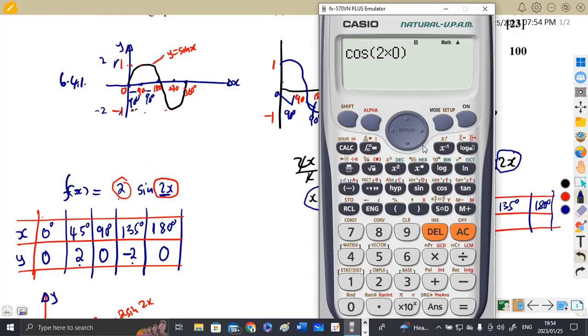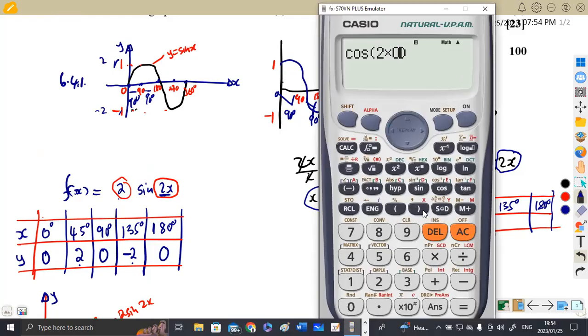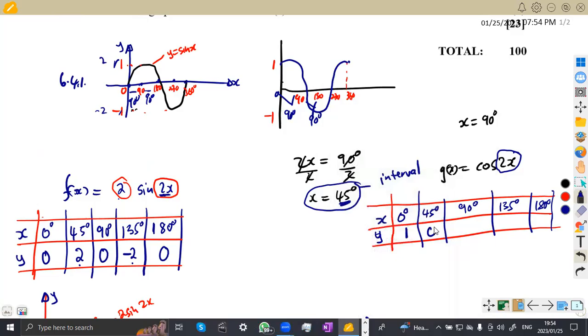So the first one, that's cos 2 times 0, guys. 2 times 0, that's a 0. Okay, so cos 2 times 0 is going to give us a 1. Okay, so that's a 1 here. We move on. Cos 45 times 2, that's 90, or you can just use it as cos 2 times 45. 2 times 45, that's 90, so cos 90 is 0 there. So this one is going to be a 0.